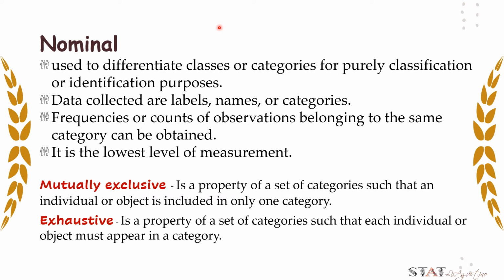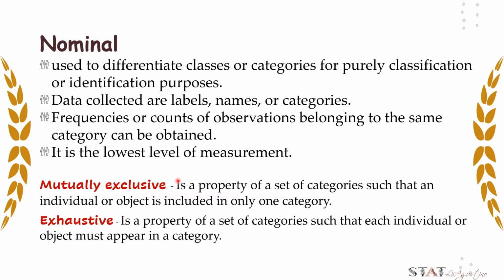So when you say male and female, that is a category. First year, second year, third year, fourth year, those are your levels. Are you worldly or godly? That is also a category. So that is under the nominal level. And frequencies or counts of observations belonging to the same category can be obtained. For example, I can count how many females are there in first year, how many males are there in second year. So it is possible to count the observations, and it is the lowest level of measurement.